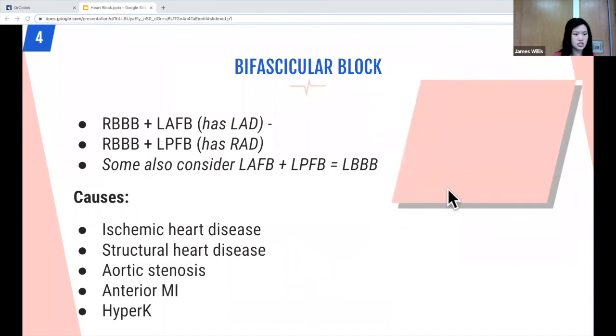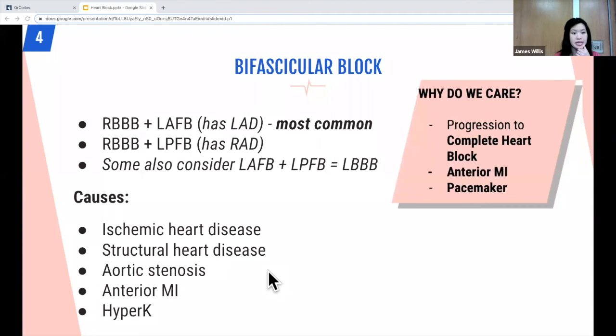So for bifascicular, like I just said, the left anterior fascicular block combo is going to be the most common because of the blood supply. The right bundle plus the left posterior is less common. And then your causes, again, are very similar: ischemic heart disease, structural, aortic stenosis, anterior MIs because it often infarcts the septum, hyperkalemia. Why do we care? Often these may progress to complete heart blocks. It may be a signal that an anterior MI has happened, and these people oftentimes need a pacemaker.